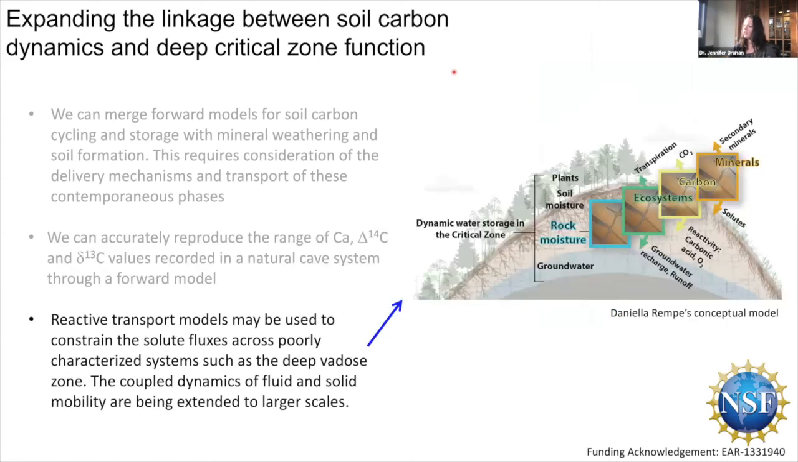And finally, I have ripped off Daniela's conceptual model of the world, which I have been a real fan of and enjoyed signing on to, where we're thinking about these contemporaneous systems of water storage, ecosystem functioning, CO2 generation, and mineral weathering all happening at the same time and in the same places in these hill slopes. So that's everything I have for you, and thank you so much for your attention.